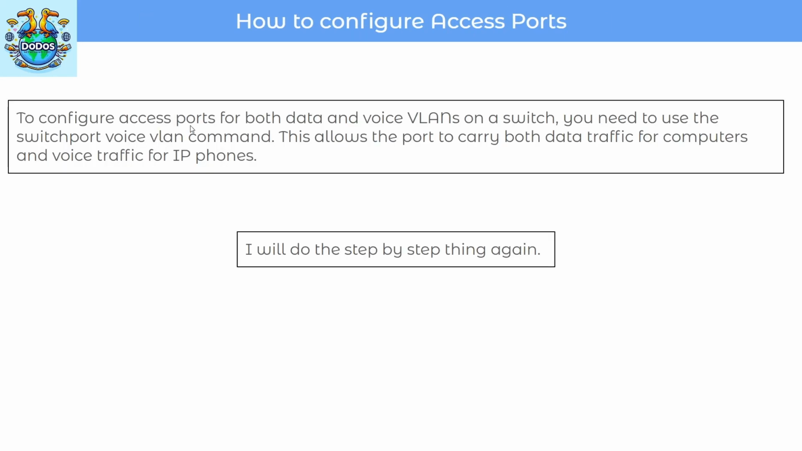So, let's ask how to configure access ports. To configure access ports for both data and voice VLANs on a switch, you need to use the switchport voice VLAN command. This allows the port to carry both data traffic for computers and voice traffic for IP phones. I'll do the same step by step again to show you through the entire thing.